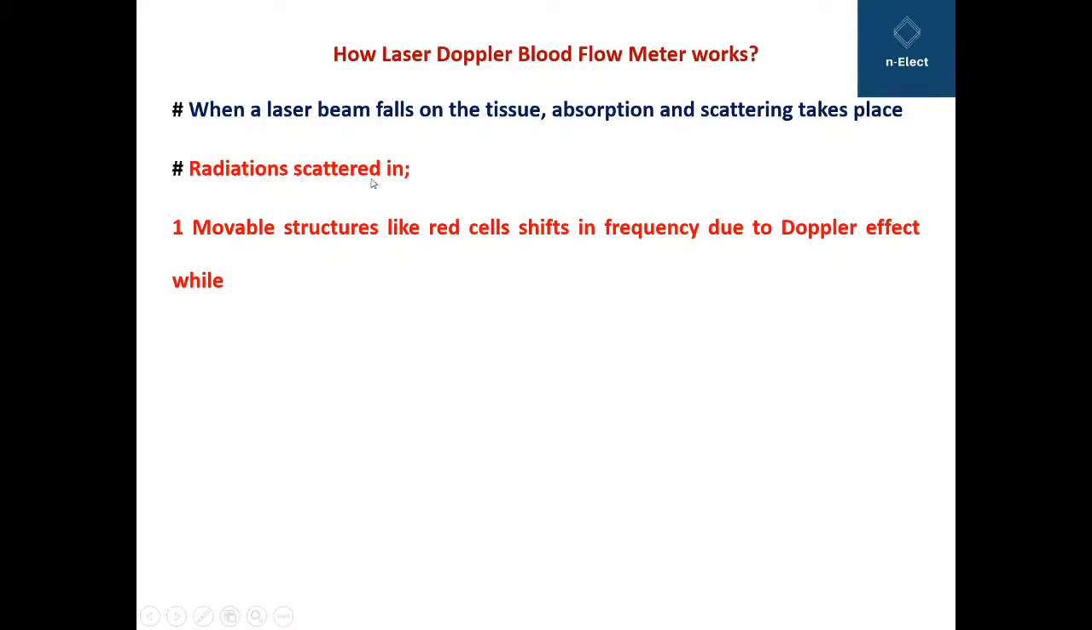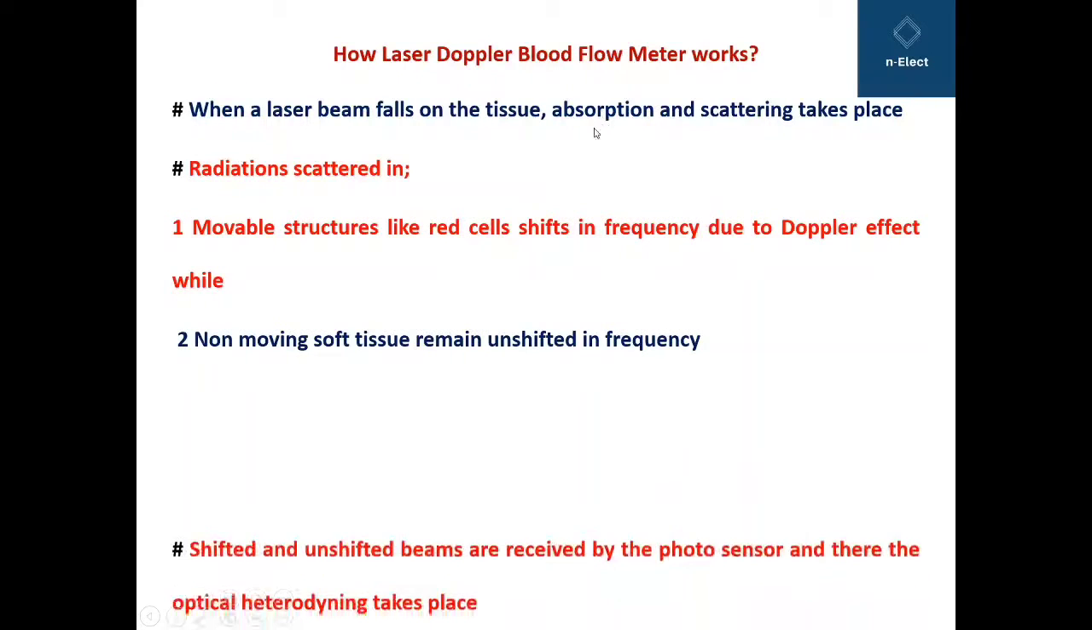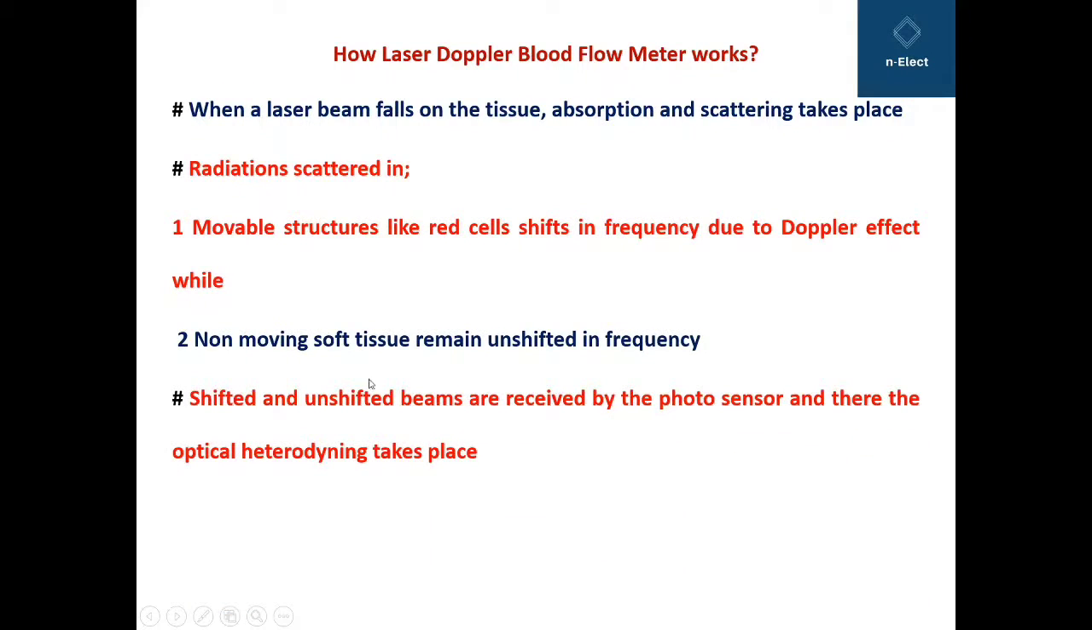The radiations scattered in movable structures like red cells shift in frequency due to the Doppler effect, while the radiation scattered in non-moving soft tissues remains unshifted in frequency, and this is the parameter which is going to decide the blood flow, and the meter which will measure it we call the blood flow meter.